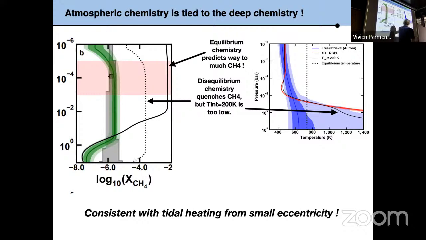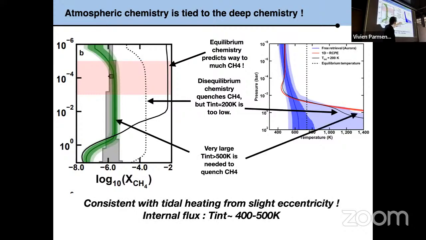And so we parameterize that with what we call T-int, which is just a parameterization of the luminosity of the planet, the adiabat where it sits. If you do a T-int for a luminosity of 200K, that's way too low, right? You can't deplete CH4 enough. But if we do a hotter model, which is the red model, up to 500K, then that's how we manage to get the CH4 depletion.